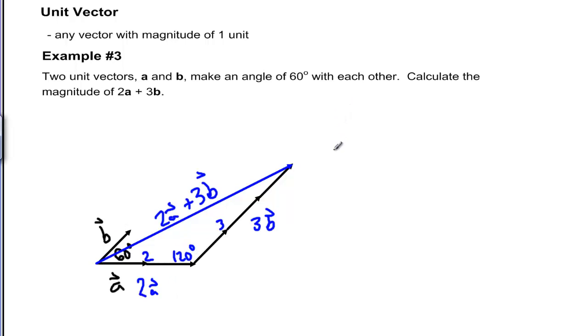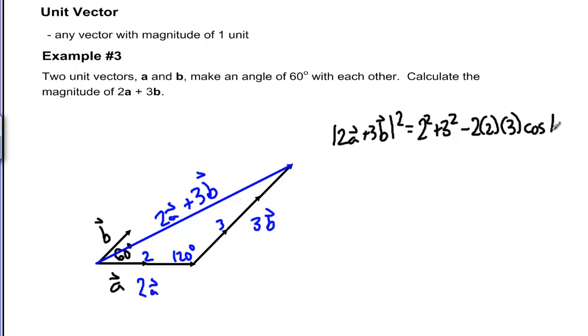So, cosine law will do it. The magnitude of 2A plus 3B, all squared, would be 2 squared plus 3 squared minus 2 times 2 times 3 times cosine of 120 degrees. I'll let you finish it off. Approximately 4.4. Okay? That should be about it.